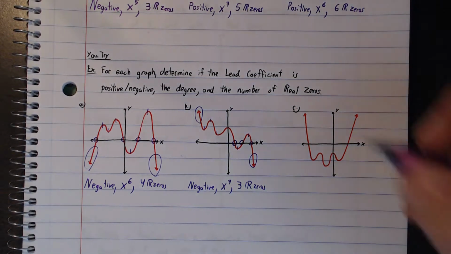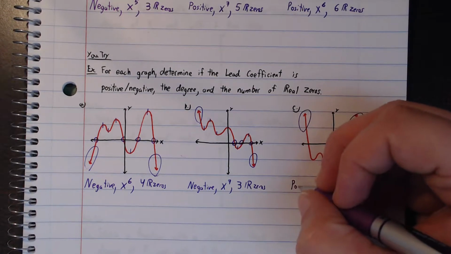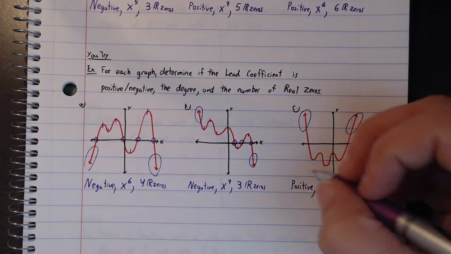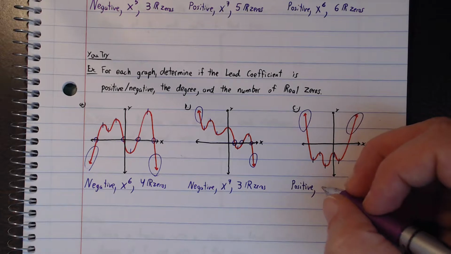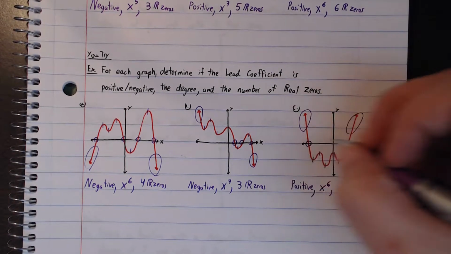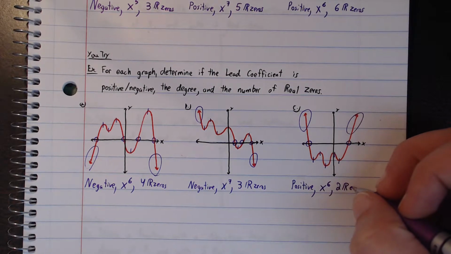And our final, we start positive, we end positive. The whole thing is going to be positive. Turning points, we have 1, 2, 3, 4, 5. So that means we have x to the 6th power. And how many times does it cross? It crosses once, twice. So 2 real zeros.